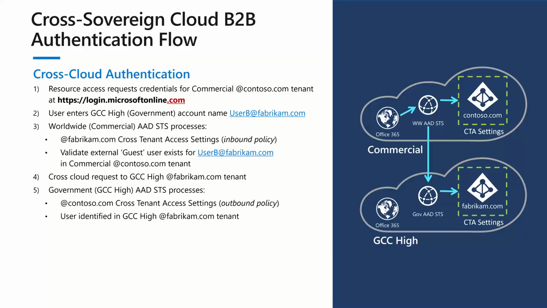Does the Fabrikam tenant trust Contoso? So it's going to check for some cross-tenant access settings, and then of course it's going to validate that the user exists in the tenant to start off with. If both are positive, then it'll move on and redirect the end user to the login page for login.microsoftonline.us. So the .us is the extension in this particular case. You can differentiate between the login page for commercial and government because the URL is .us.